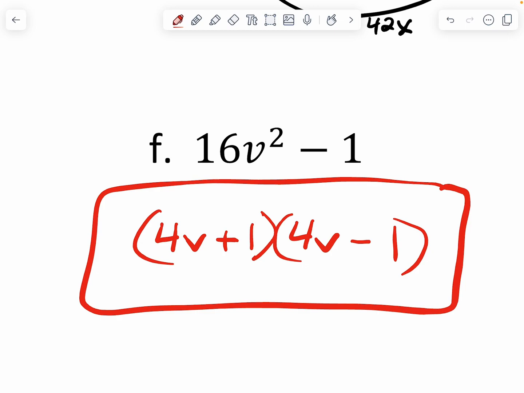Why is it only 2 terms? Because when I distribute it back out, if I checked it, you'll notice that the middle terms would cancel out. When I add these, I get 0.